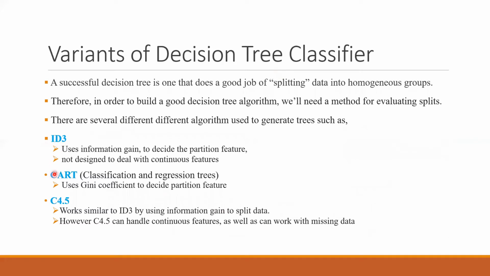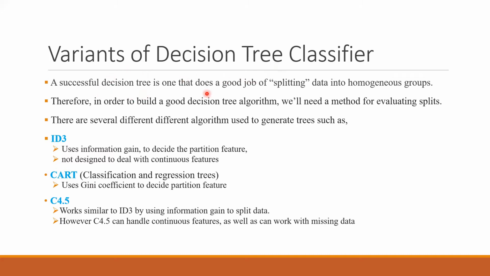Mainly they are ID3, CART, and C4.5. There are other models also, but these three are very famous, and we will be discussing them one by one. Today we will be discussing the ID3 method, and then we will discuss CART and C4.5 in the coming lectures. So these are the variants of the decision tree classifier.